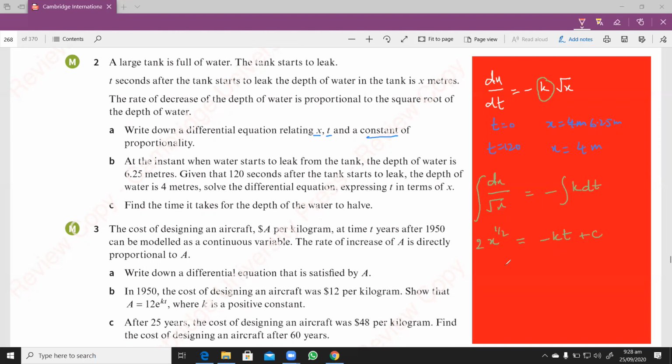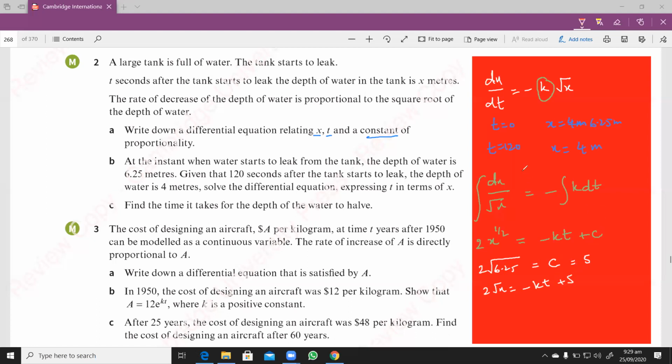So now let's put t as 0 and x as 6.25. So this is 2 into the square root of 6.25, that is going to give us c. The square root of 6.25 is 2.5. So c is going to be 5. Now this equation becomes 2 under root x equals minus kt plus 5.